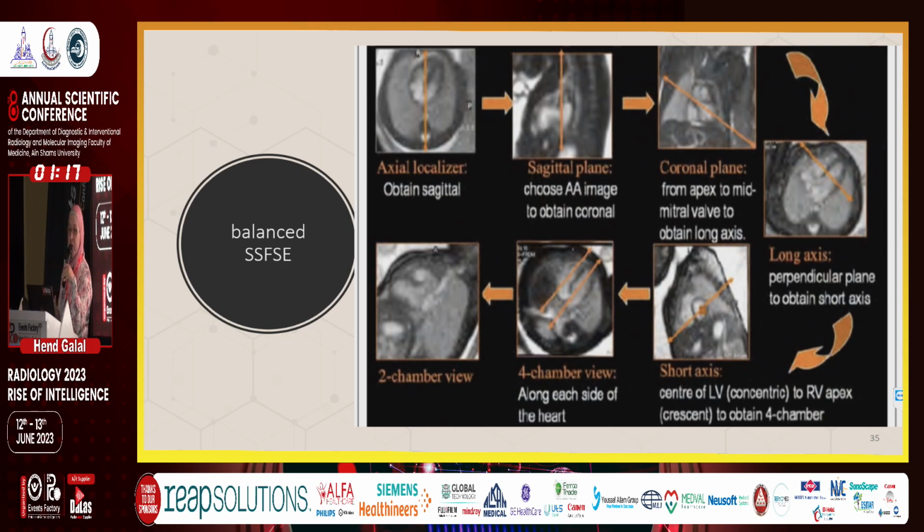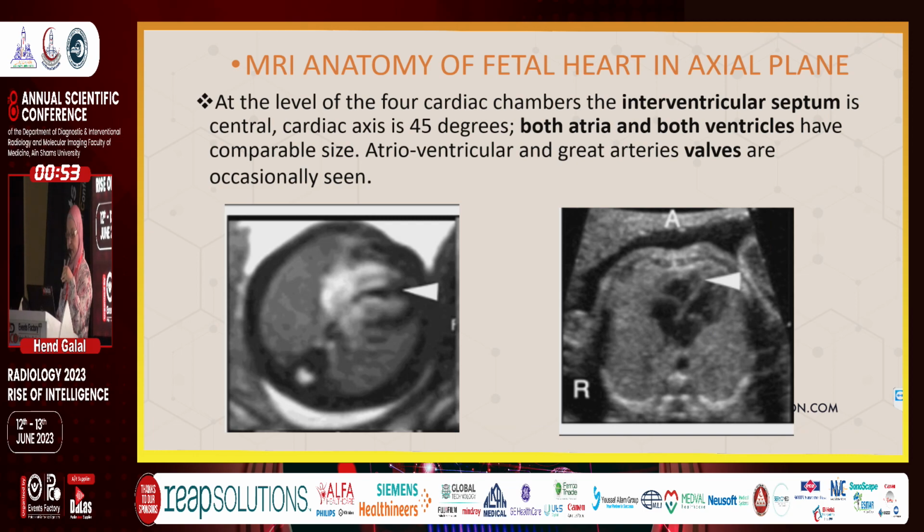So as we do with an adult and with a child, we start with an axial localizer, obtain a mid-sagittal view, and from the mid-sagittal view get a coronal plane, in which we can get a long axis, then short axis, and finally we get the 4-chamber and 2-chamber view.